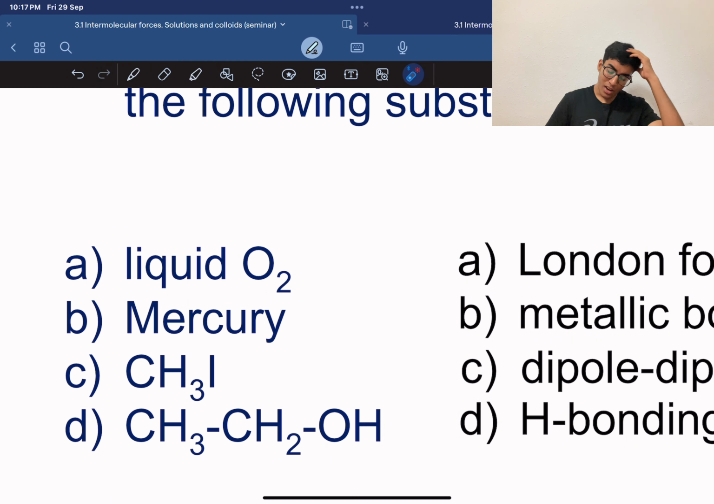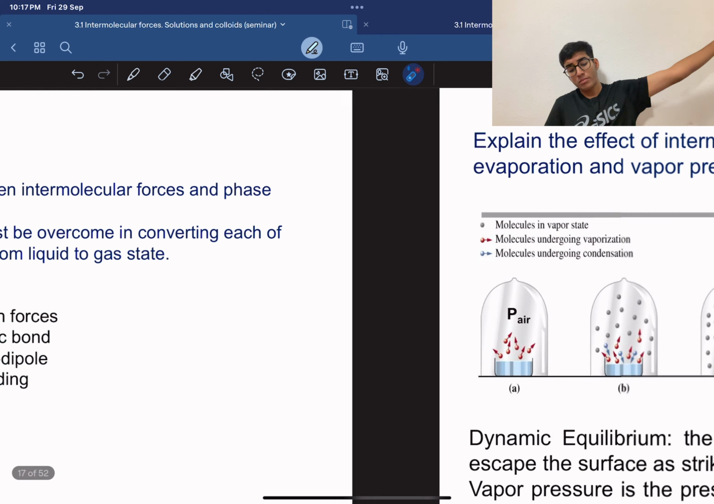CH3I, we have a CH3 and I. We can understand that this has a dipole because I is more electronegative than H. Very simple concept. So dipole-dipole. Over here we have an OH. Straight away you see OH. If you see OH, NH, FH, don't even think about it. Straight hydrogen bonds. Moving on next.